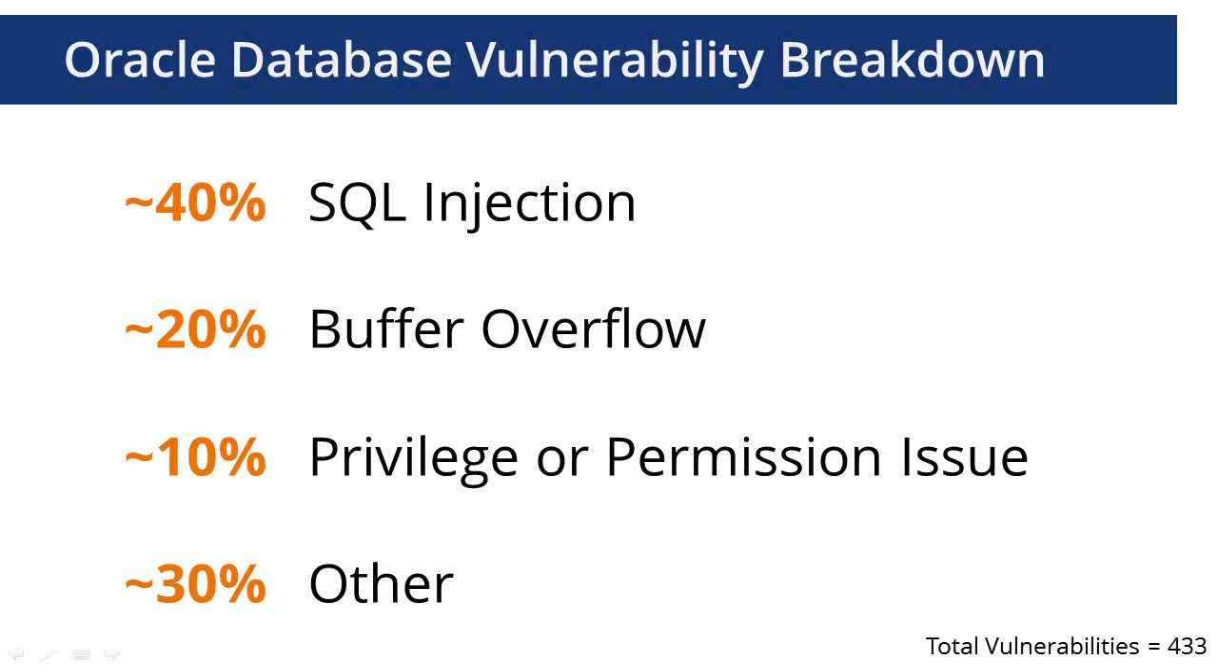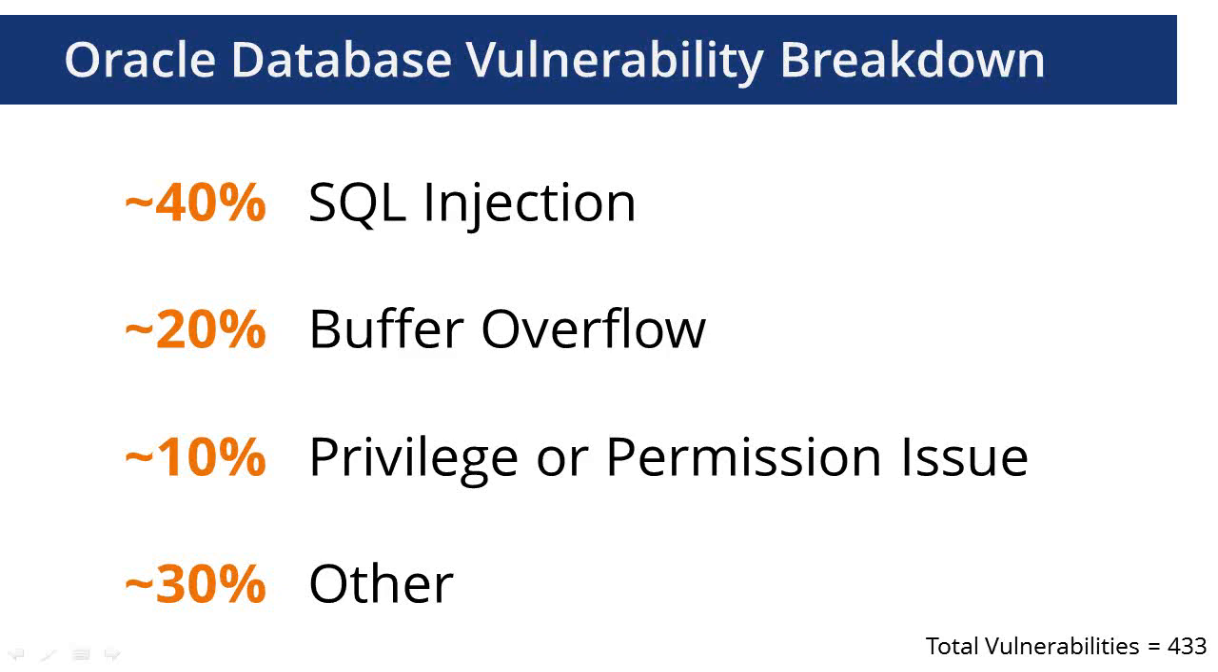The third major area is privilege or permission issues, and I'll actually show you a very good example of this, where some developer at Oracle granted something to public that shouldn't be granted to public. That is the most common scenario for a privilege issue. And then all the other ones fall into different categories. So these may be denial of service attacks, those types of issues. There's lots of different things. Design issues would fall in other also.